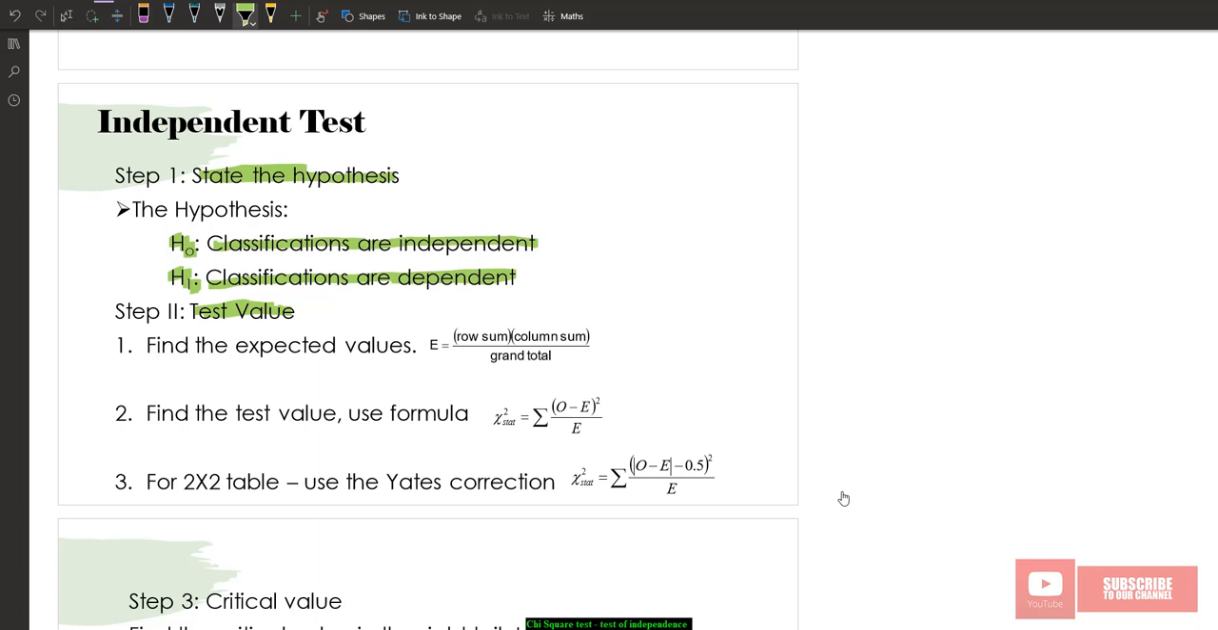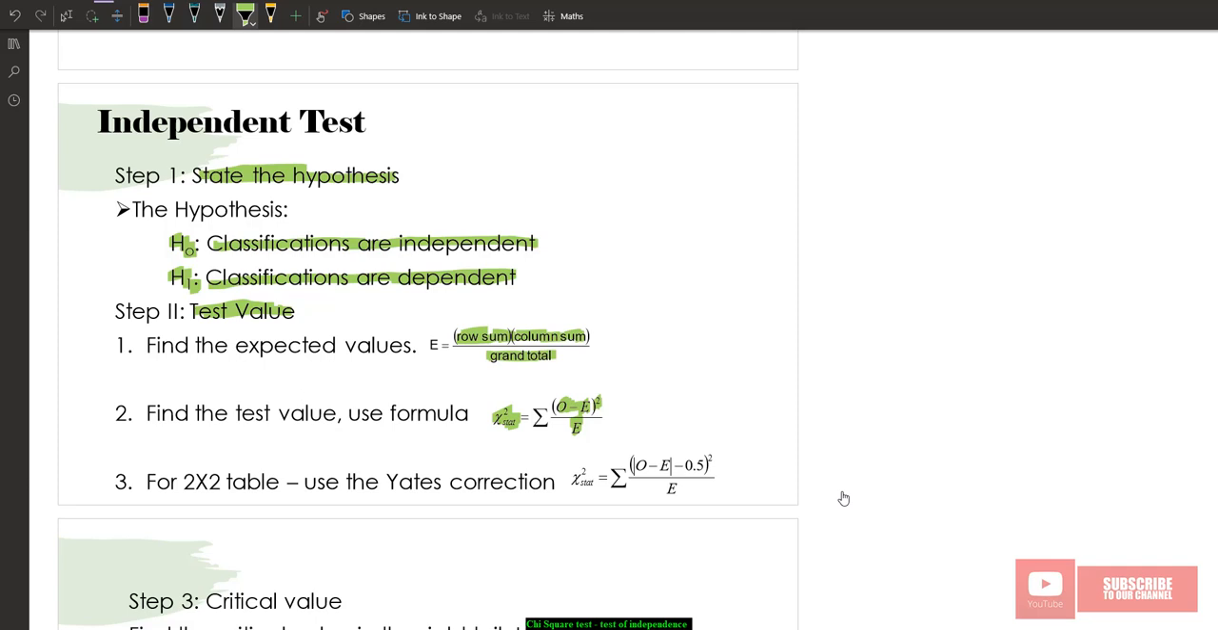So we need to find the expected value, which is the row total multiplied by the column total divided by the grand total, right? So we will get the expected frequency for each cell, and then we're going to use the formula of a chi-square distribution: observed frequency minus expected frequency, squared, divided by the expected frequency.